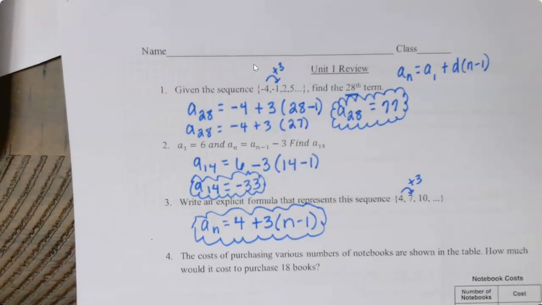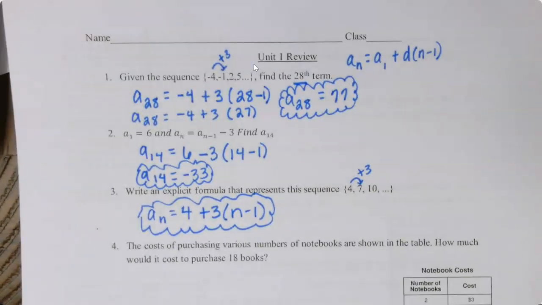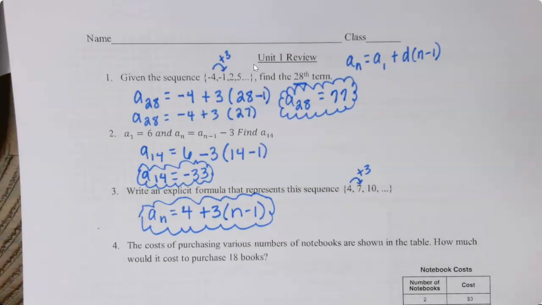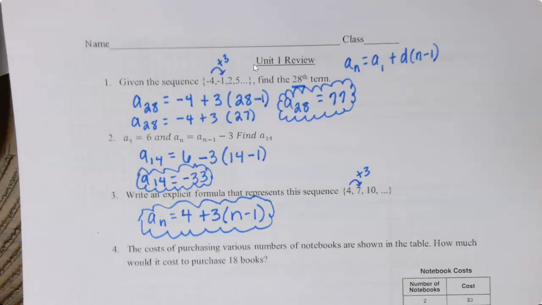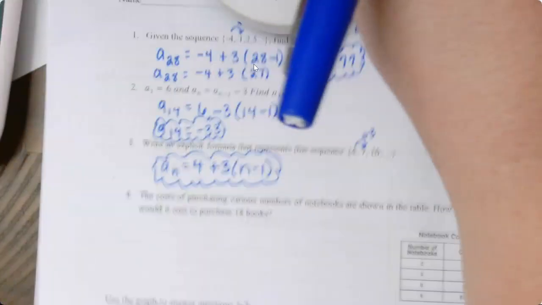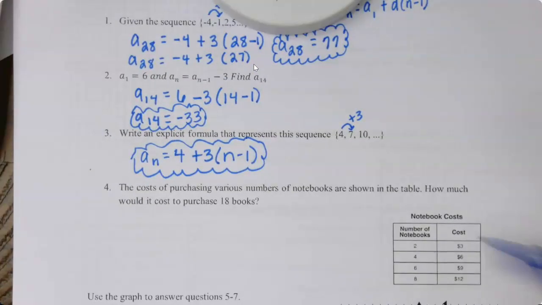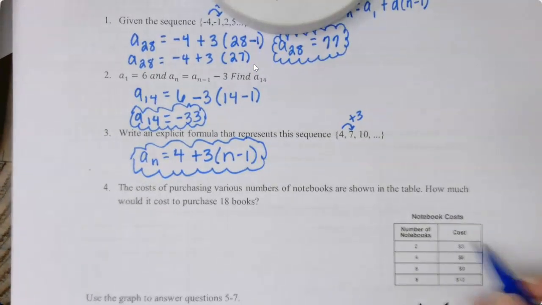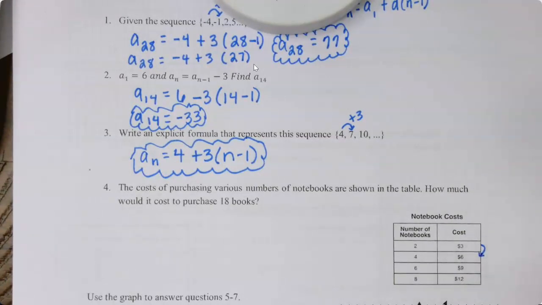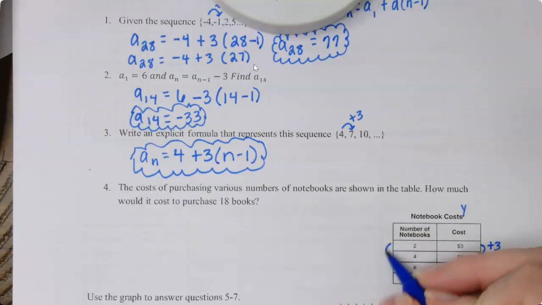Number 4 says the costs of purchasing various numbers of notebooks are shown in the table. How much would it cost to purchase 18 books? Okay, so I'm going to scroll down, move the camera down a little so you can see this table. And if you'll notice on the right side, the cost, that's going up by 3. Every time we are adding 3 on this Y side or the cost side. On the left side, you're adding 2.